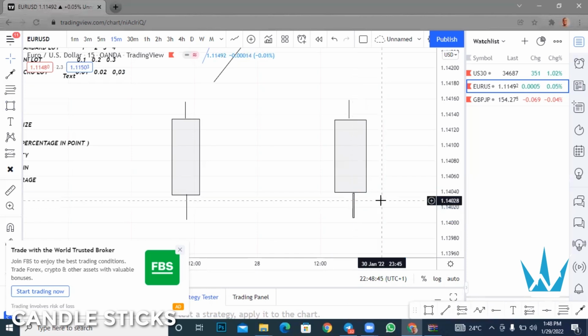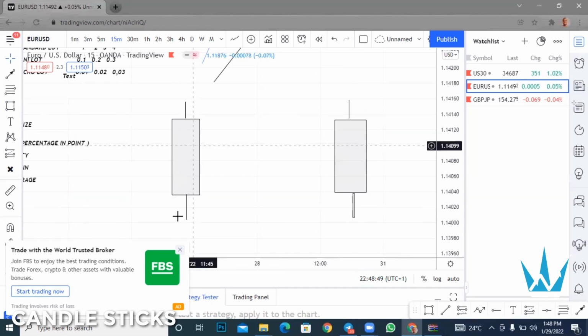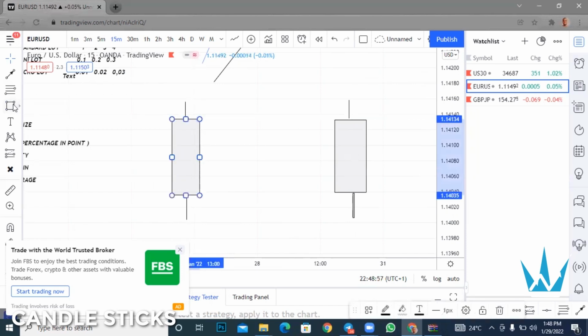Bull and bear, right? Okay, so now we have the bull candle and we have the bear candle. Are they of the same color? Always no, they are different in color. So I'm going to make this one the bull candle. The bull candle is mostly green.